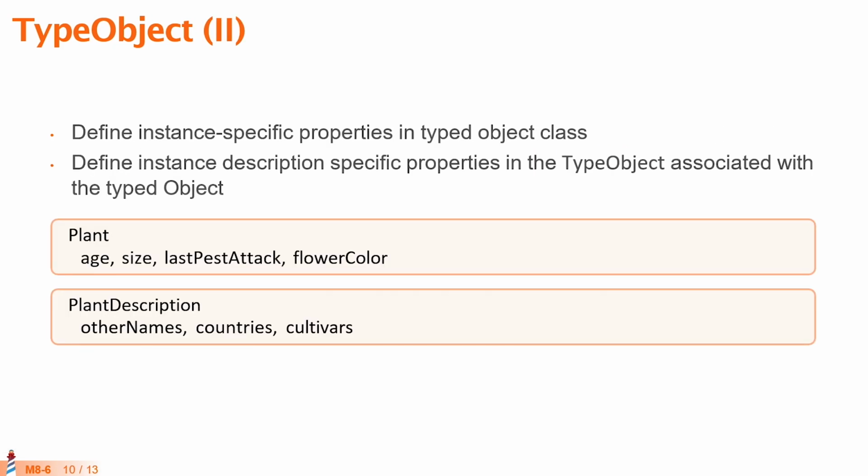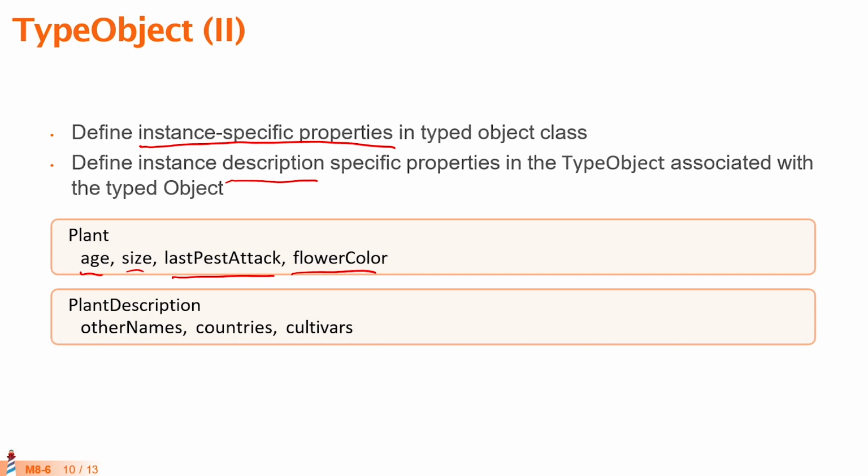In a more specific example, we want to define the instance-specific properties, the properties that are specific for a single object, and we want to define properties that are basically from the description of that instance. In this example, it's more clear. We see that for the plant, we are going to have specific information for each of them. For example, the size, the age, when it was attacked by a given pest.